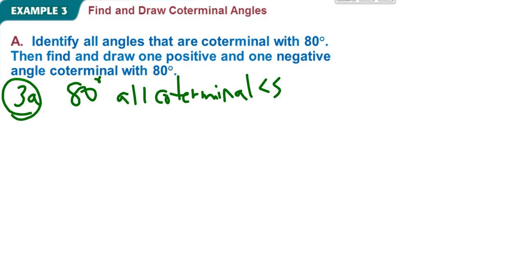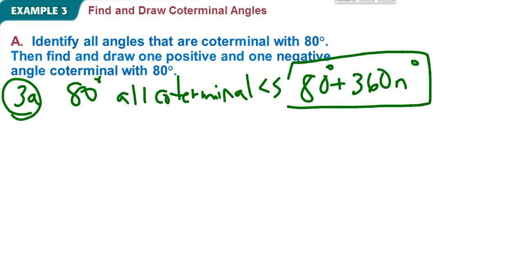80 plus 360 n degrees. 80 degrees plus 360 n. So that's all of the ones that are coterminal. And then it didn't ask us necessarily to draw the original angle, but I'm going to draw 3 pictures. I'm going to draw the original, a positive coterminal angle, and a negative coterminal angle. So I'll put 3 sets of axes right there.